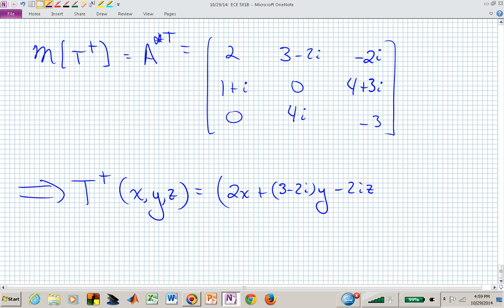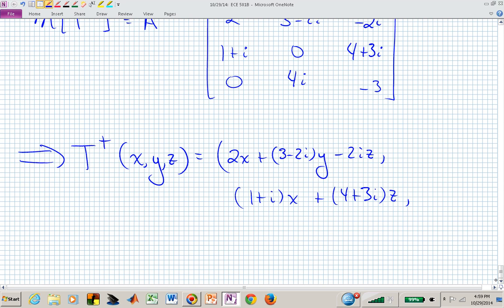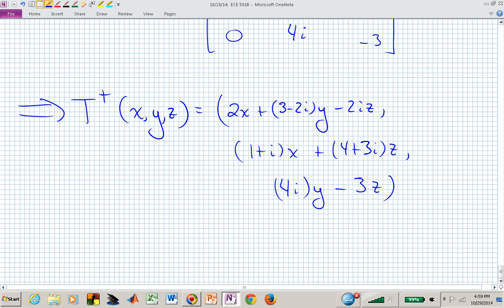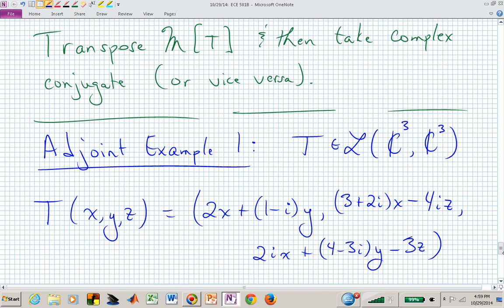Did everybody follow that? Then we have the second coordinate, which is 1 plus i times x plus 4 plus 3i times z. And finally, we have no x, 4i y minus 3z. And you could, I guess, just by inspection write that down if somebody gave you that, right?